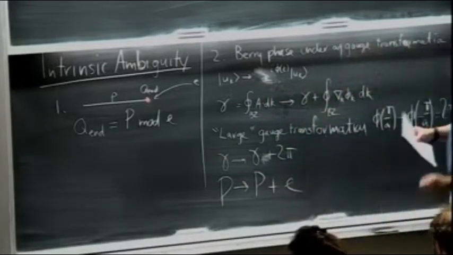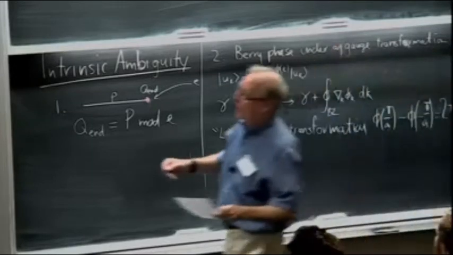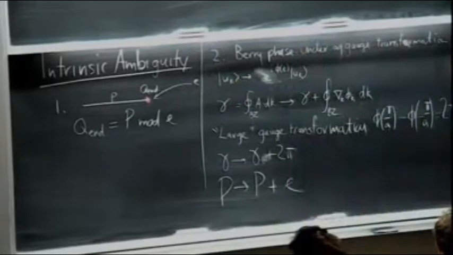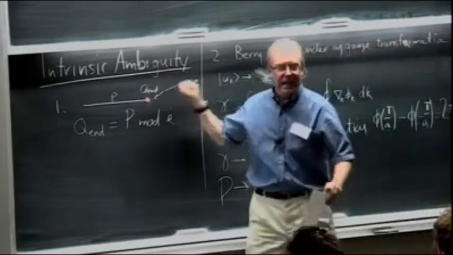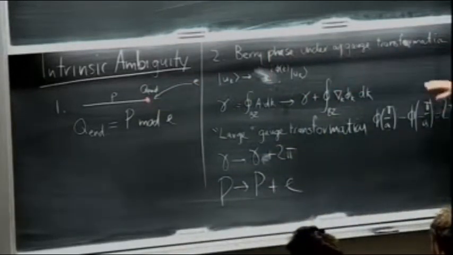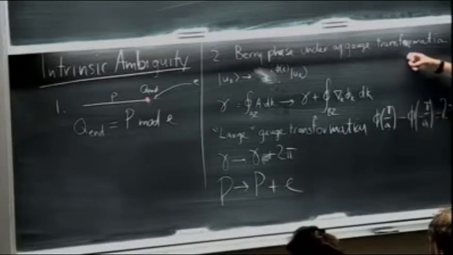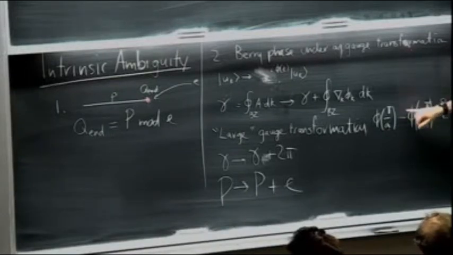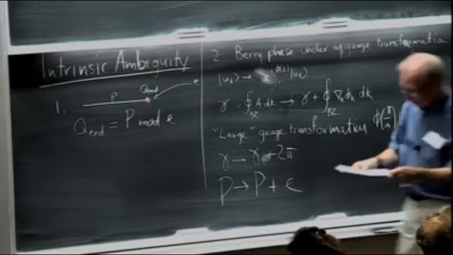or equivalently, the polarization goes to the polarization plus an integer times e, given this definition of the polarization. Okay, so what we see is that this ambiguity of adding another electron onto the end is reflected in the ambiguity of the Berry phase on a non-simply connected loop due to a large gauge transformation. Okay.